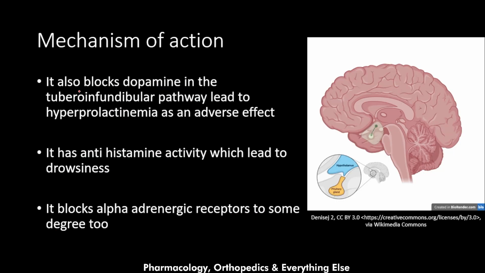Now, Risperidone also blocks dopamine in the tuberoinfundibular pathway, which connects the hypothalamus with the pituitary gland. This pathway is responsible for balancing the prolactin levels, and when dopamine is blocked in this pathway, this would lead to hyperprolactinemia as an adverse effect of Risperidone. And it has antihistamine activity, which leads to drowsiness, and it blocks alpha adrenergic receptors to some degree, which leads to postural hypotension and lightheadedness.